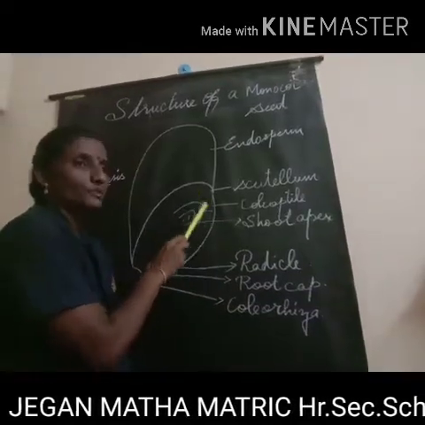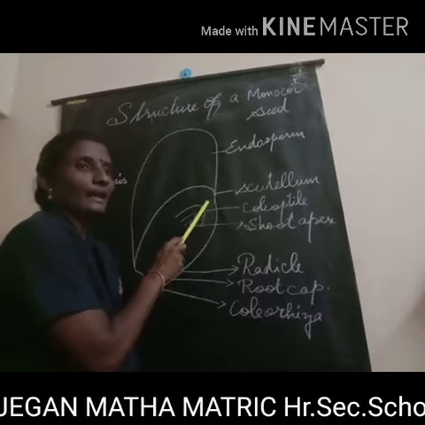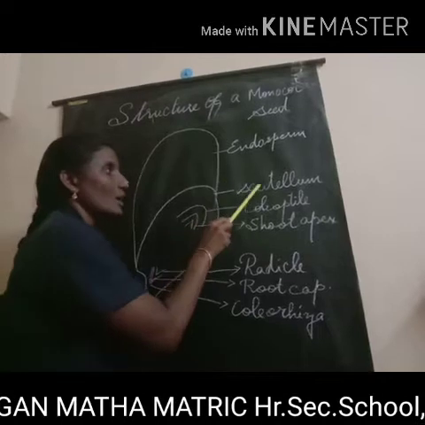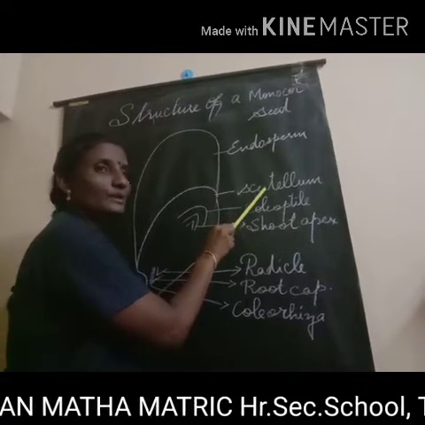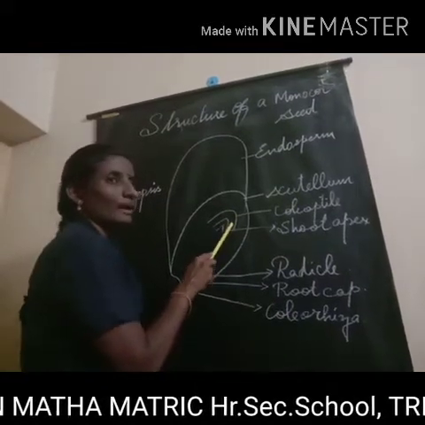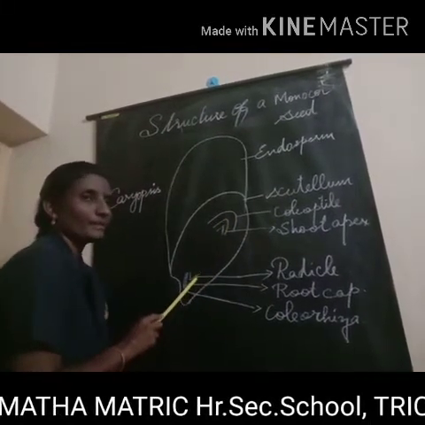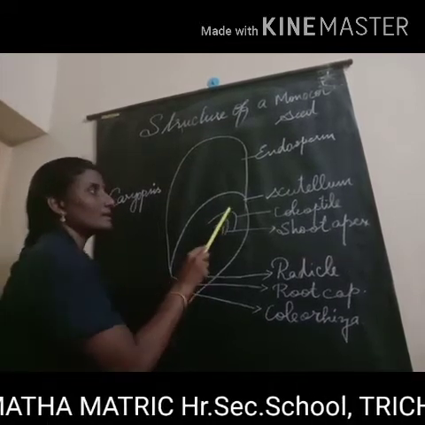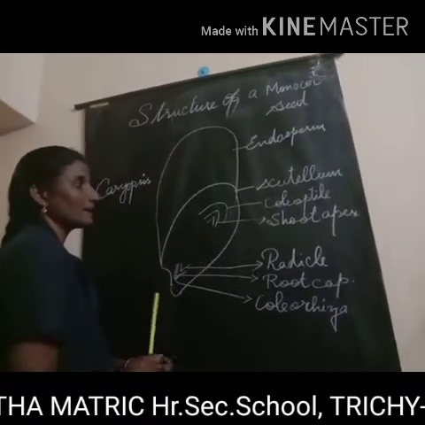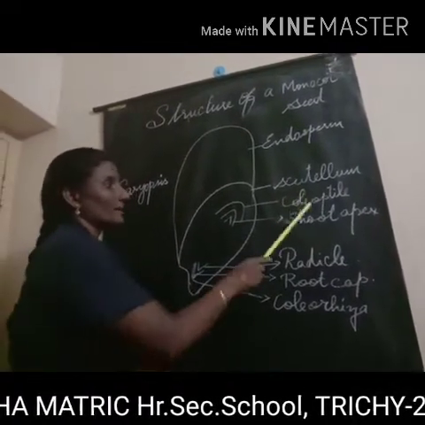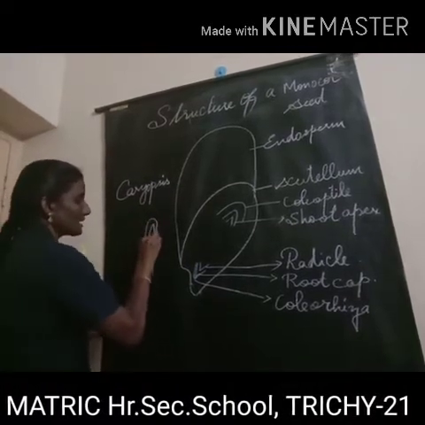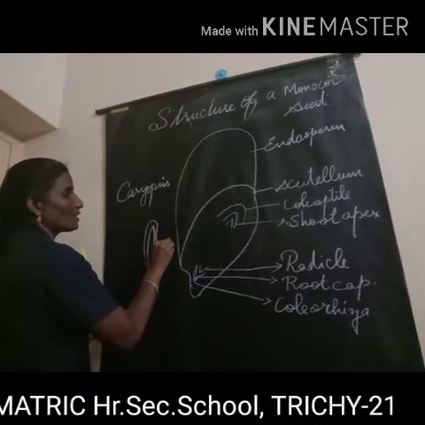The embryo is small, and it consists of one shield-shaped cotyledon called the scutellum. Here we have a plumule, and just opposite to that the radicle. The plumule is protected by a thin protective layer called the coleoptile.